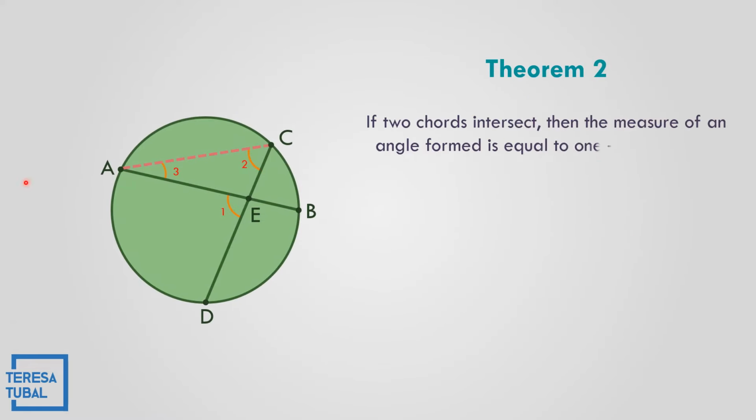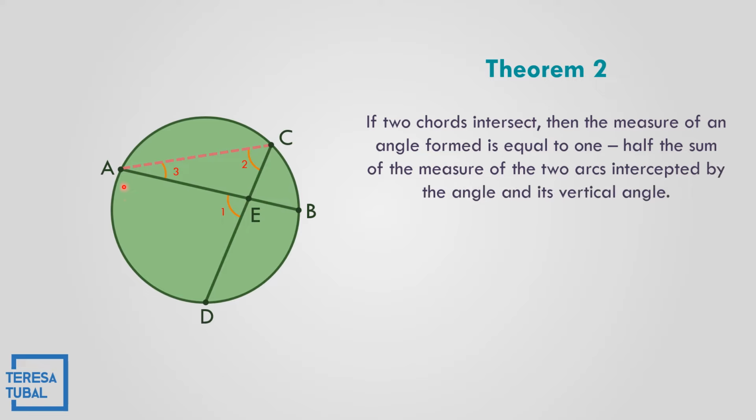In theorem number 2, as you can see in the figure, we have the two chords, that is segment AB and segment CB. If two chords intersect, then the measure of the angle formed is equal to 1/2 the sum of the measures of the two arcs intercepted by the angle and its vertical angle. So it means the measure of the angle CEB is equal to 1/2 the measure of the arc AB plus the measure of the arc CB.